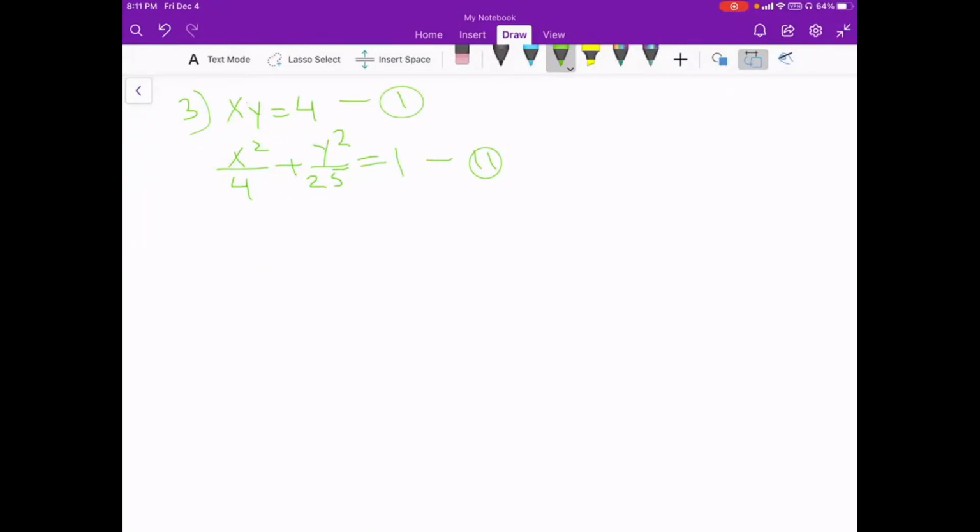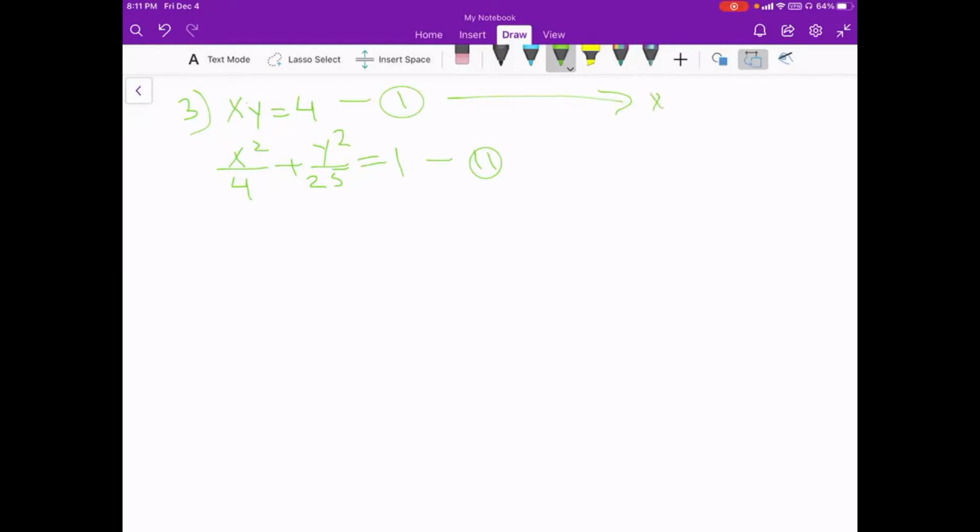So there are so many ways that you can do this problem. And the way that I'm going to do it is to isolate one of the variables in the first equation and use substitution to plug that value into equation 2. So I'm going to isolate x. So I'm going to solve for x in terms of y.